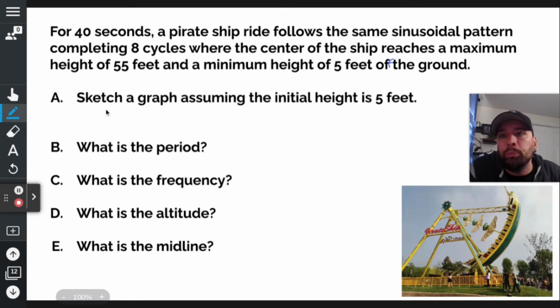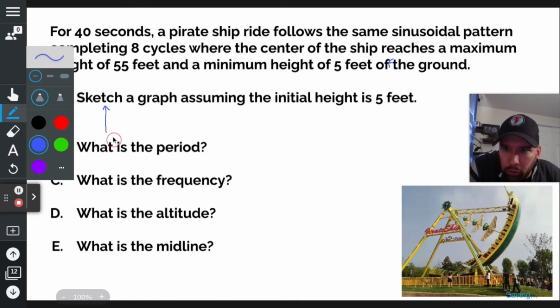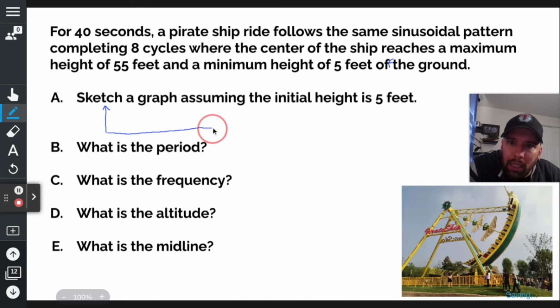All right, well, 40 seconds, it completes 8 cycles. What that means is every cycle is 5 seconds long. So 5, 10, 15, 20, yada, yada, yada. It bottoms out at 5 and peaks at 55 and begins at the bottom. The initial height is 5.